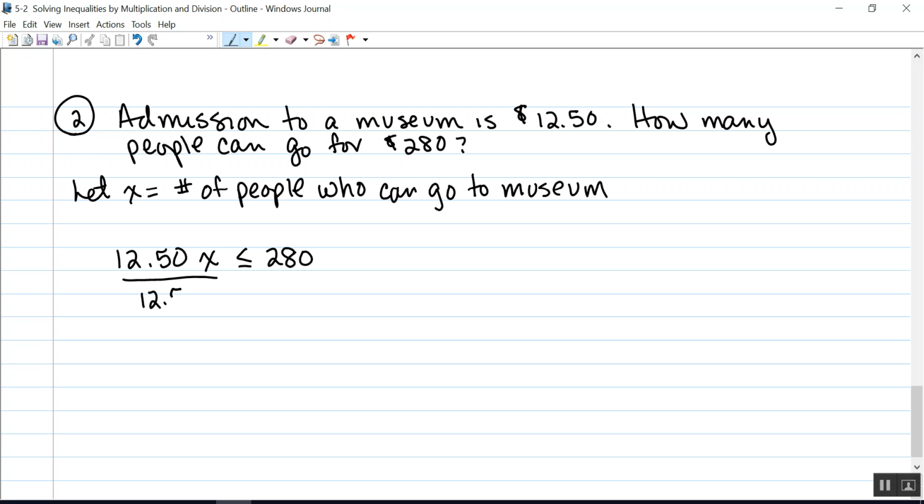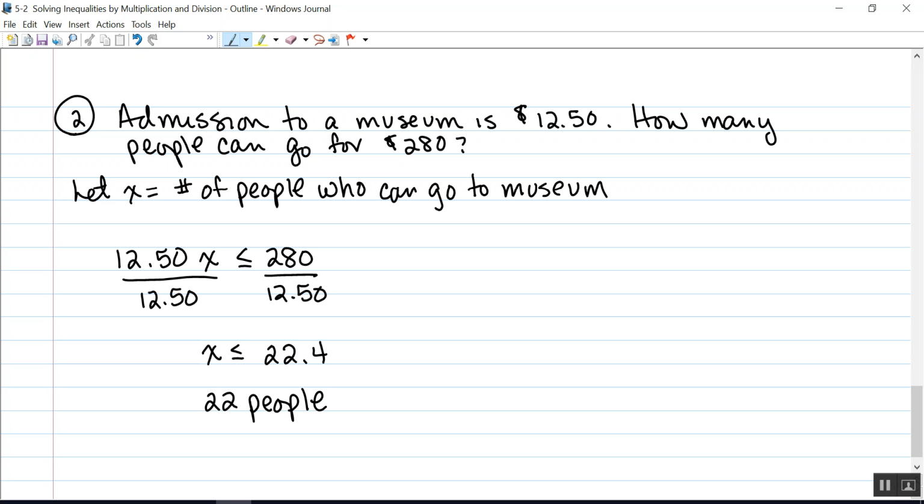I'll divide both sides by $12.50. And let me grab my calculator here. So that comes out to 22.4, but we can't take 4/10 of a person, so we're going to have to round that down. So 22 people can go to the museum for $280.